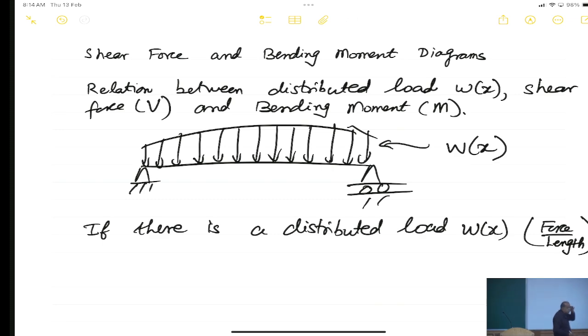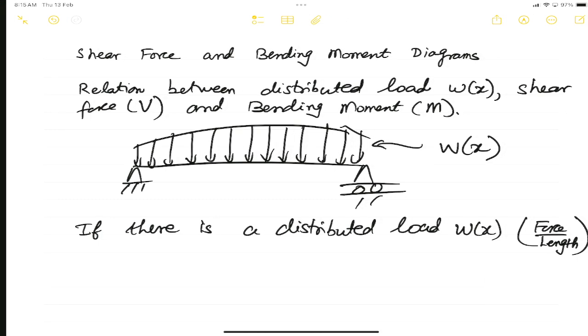So, if there is a distributed force given by W of x, the units of this W of x will be force per unit length. You multiply W by dx, that will give you the total load. So, this is a force per unit length.